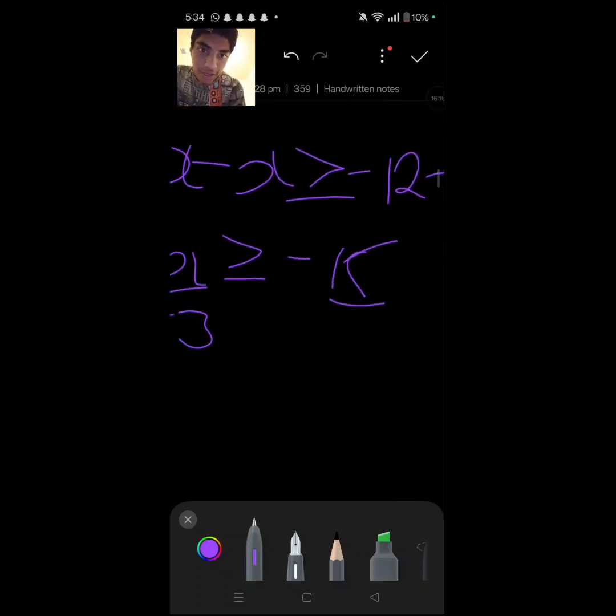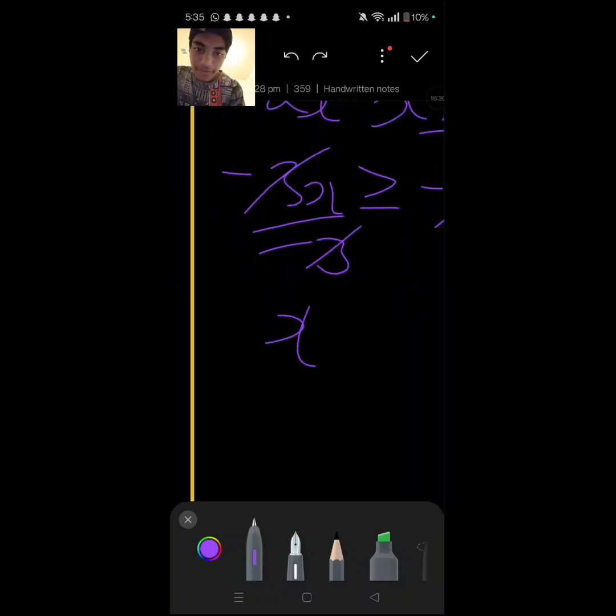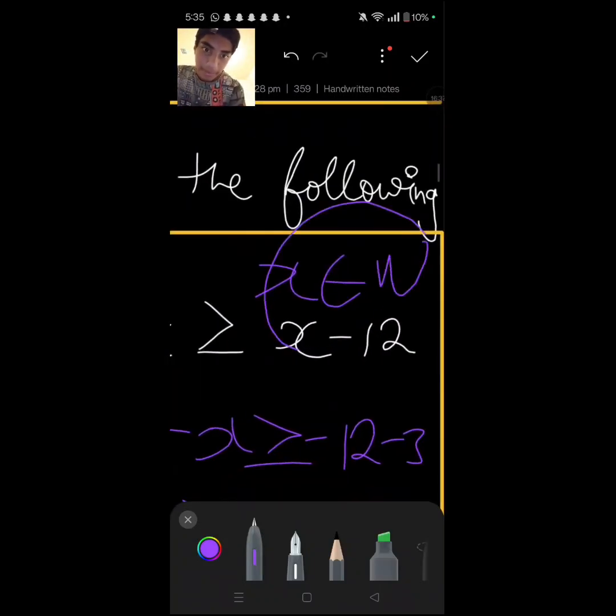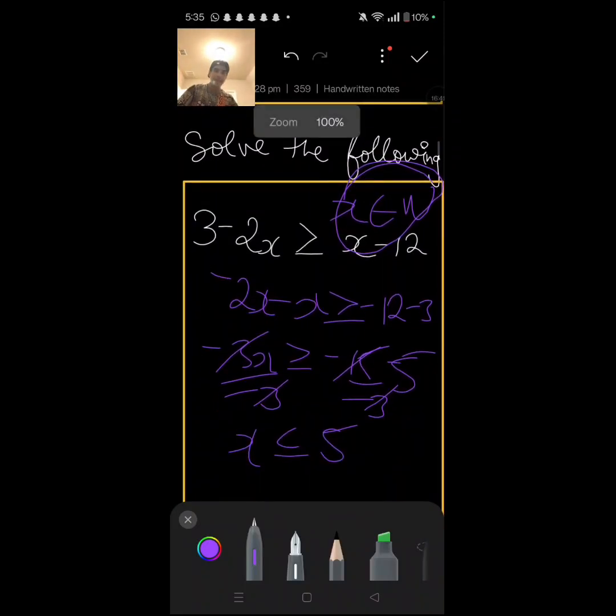Divide both sides by -3. The inequality sign will shift. This cancels with this, this cancels with this. So x over here is less than or equal to 5. Now they have also said that x belongs to the set of natural numbers. X is less than or equal to 5, and x belongs to a set of natural numbers.